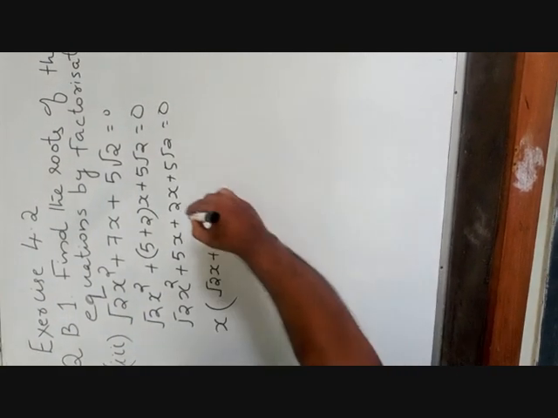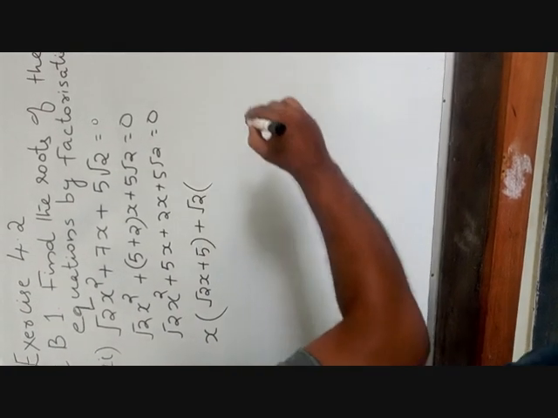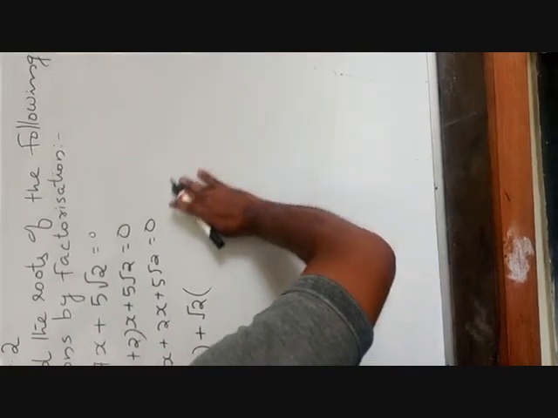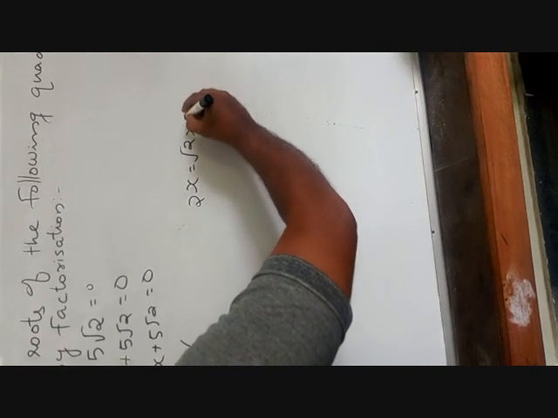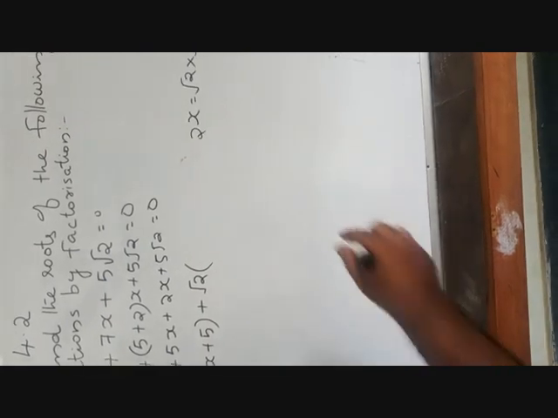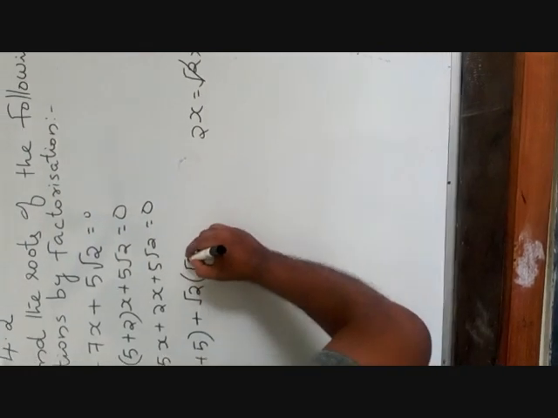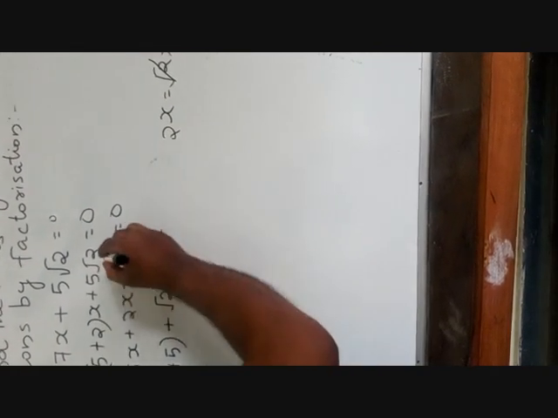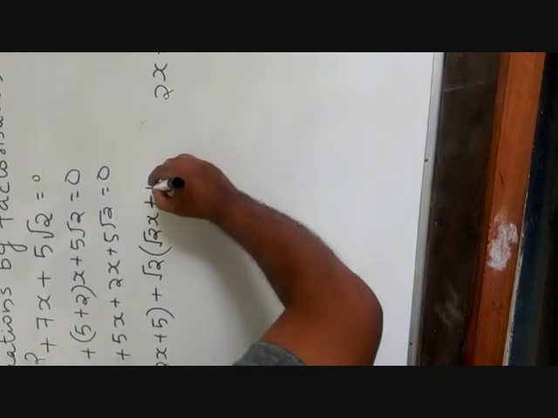Plus, from these two terms we can take root 2 out of the bracket. It means 2x is equal to root 2 into root 2 x. We can write root 2 into root 2, 2x we can write in the form of root 2 into root 2 x. Root 2 we have taken out of the bracket, root 2 x is remaining. We can write here root 2 x plus here 5 root 2. Root 2 we have taken out, 5 is remaining, is equal to 0.